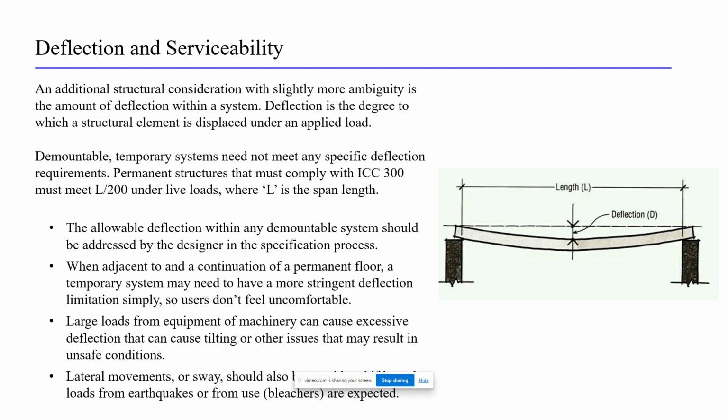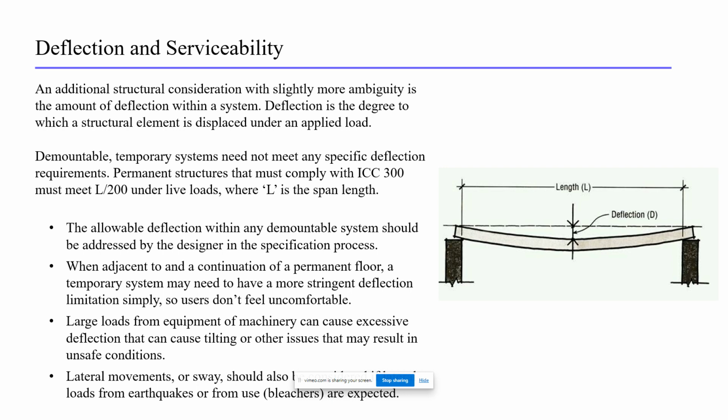That's so users feel comfortable and excessive movement does not damage furnishings, finishes, or equipment. That's really where that stringent L over 360 really came from, using a lot of plaster walls in early construction in the middle of the 20th century.